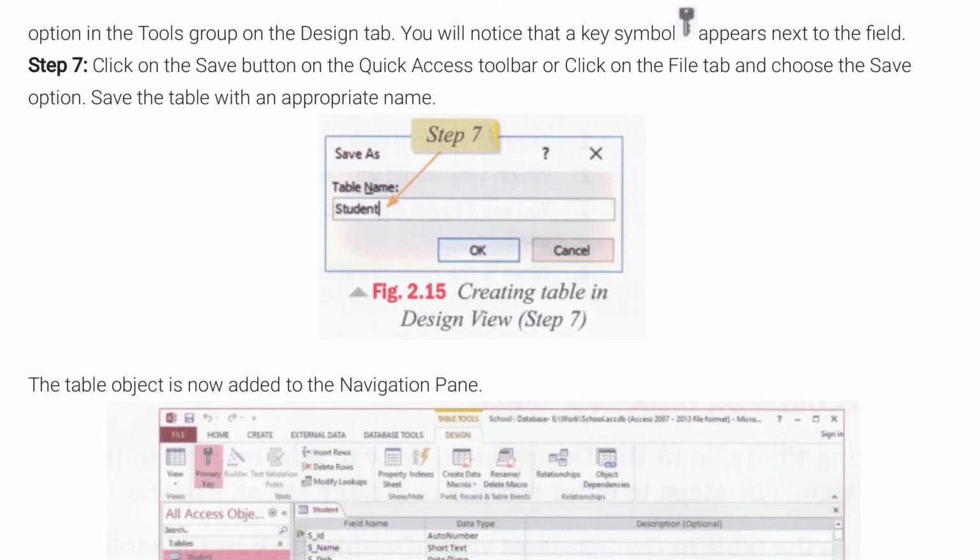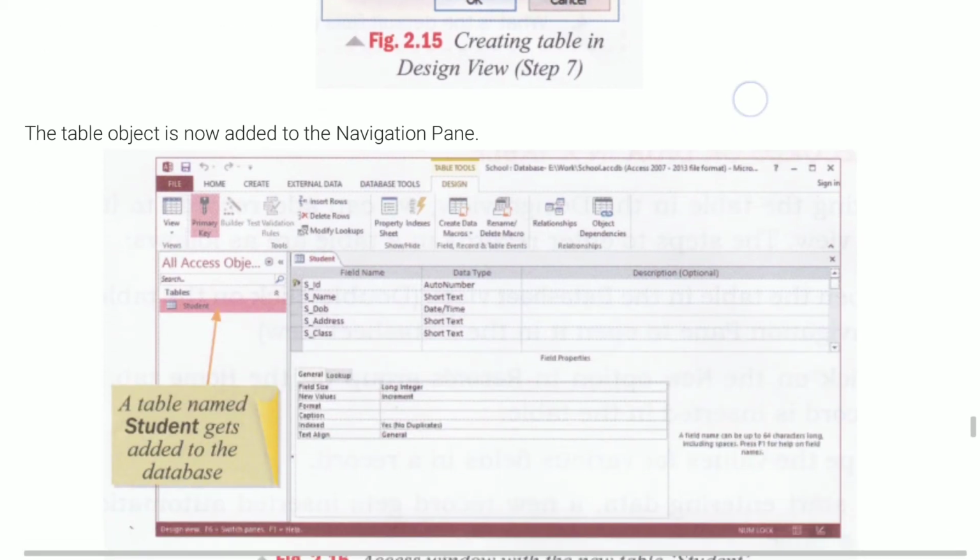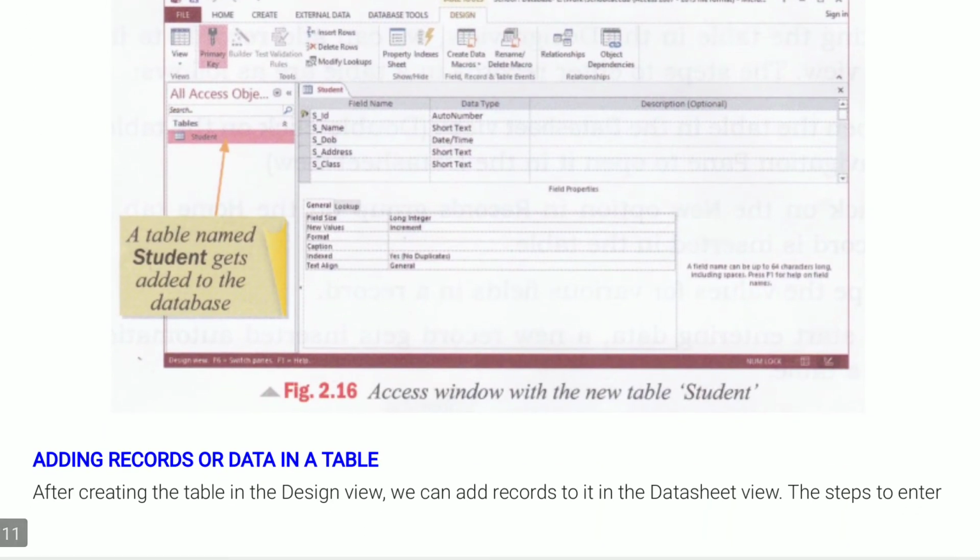As we click on the save option, a window named Save As will open. In this, you have to type the name of the table. As you can see, the name student has been typed, and after typing the name of the table, click on the OK button to save it. Then the table named student will be saved in Microsoft Access in a database.